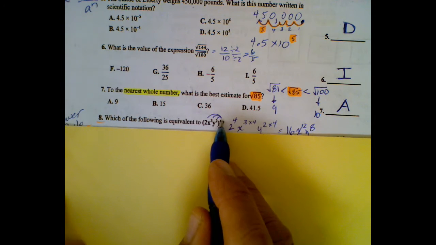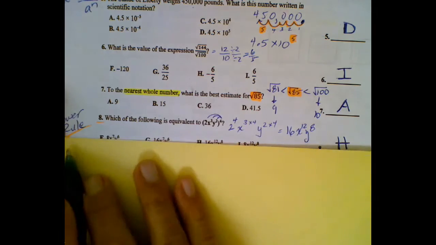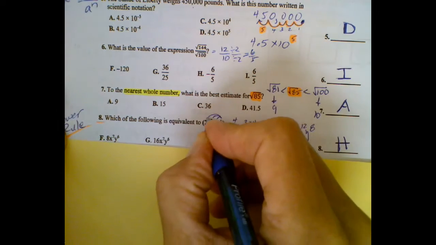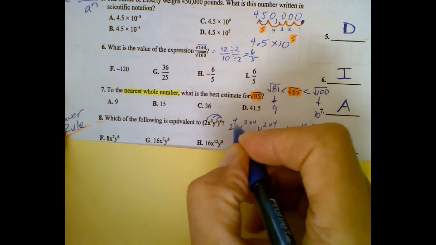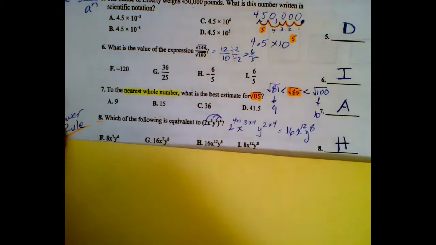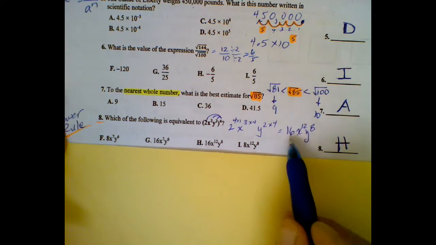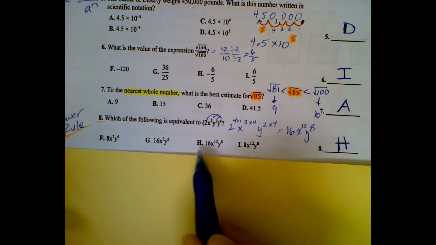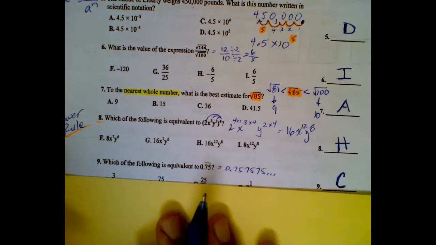Number 8. Which of the following is equivalent to the quantity 2x to the third y squared, all raised to the fourth power? So once again, we have the power rule. So we're going to multiply all of our exponents. The 2 here, remember, is 2 to the first power. So you literally have 2 to the 4 times 1. But that's going to leave you 16x to the 12th, y to the 8th, response H. There it is, right?